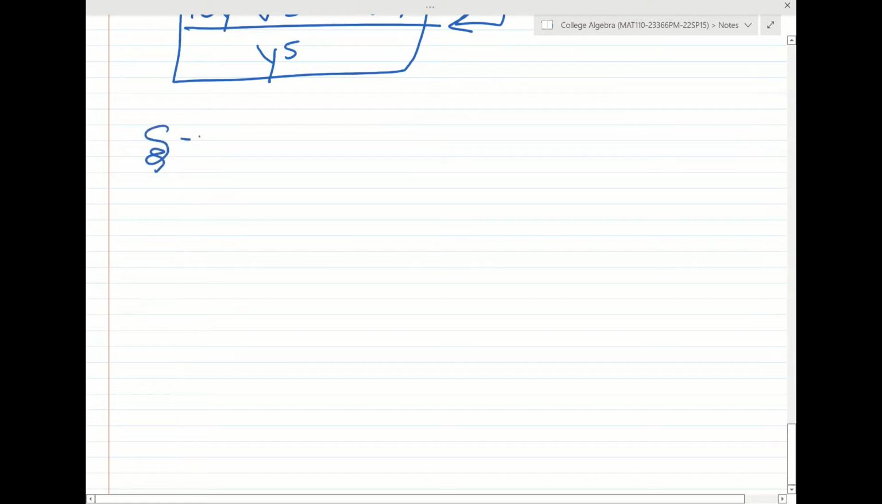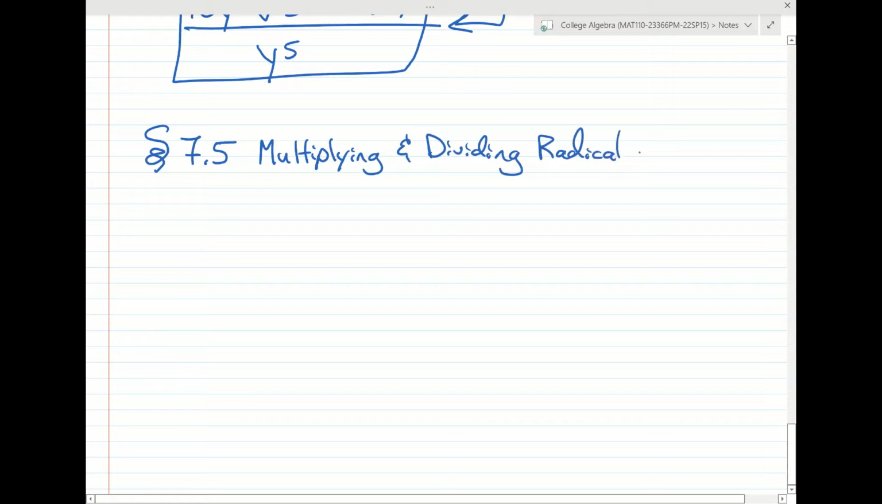Section 7.5, and we'll be multiplying and dividing radical expressions.